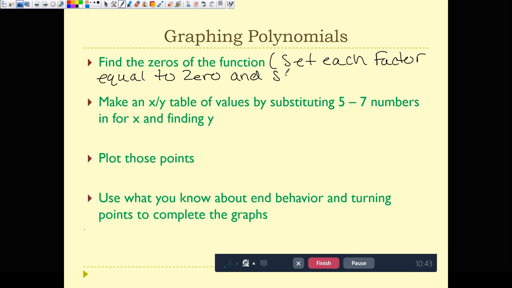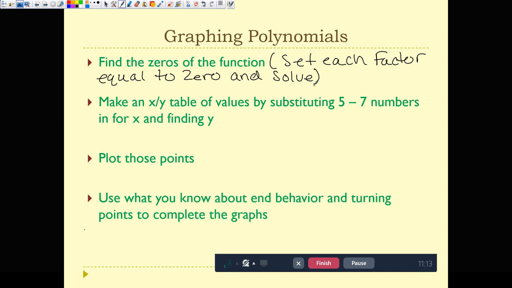Once we do that, we're going to create an XY table and substitute 5 to 7 values in for X to find Y. So the X values that you should be using are 1 less than your lowest 0 and 1 higher than your highest 0, and then the numbers in between. And you'll see what I mean by that in just a second. And then once we do that, we're going to plot all those points. We're going to use the information that we know about end behavior and turning points to complete the rest of the graph.